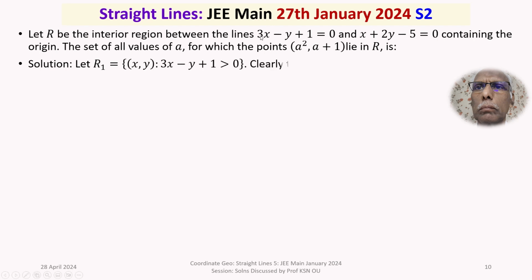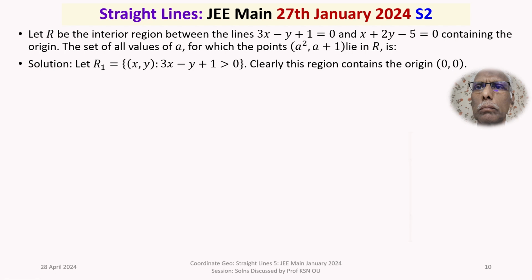Let R1 be the set of all those ordered pairs (x, y) in R² such that 3x − y + 1 > 0. If you take the origin (0, 0) and test it here, 3 times 0 minus 0 plus 1, the sum will be plus 1, and 1 is greater than 0. Therefore, this region R1 contains (0, 0).